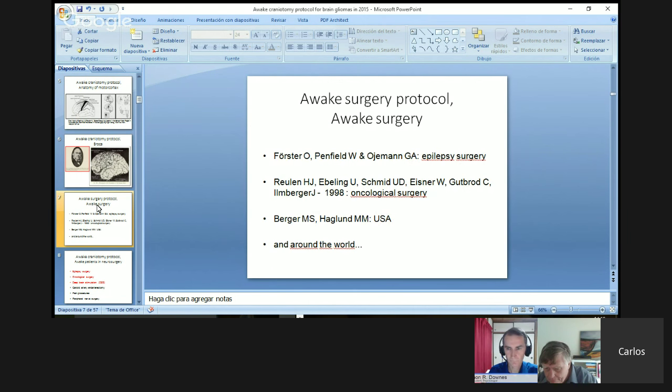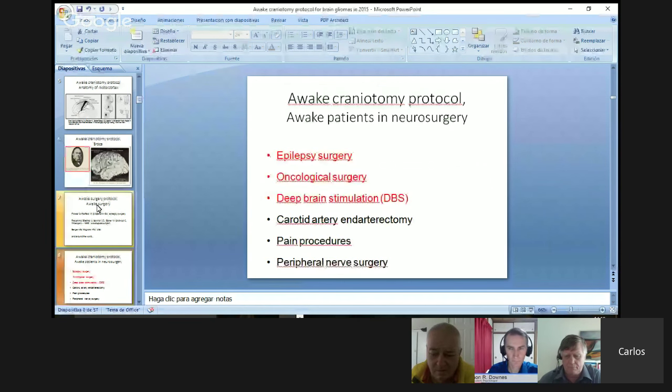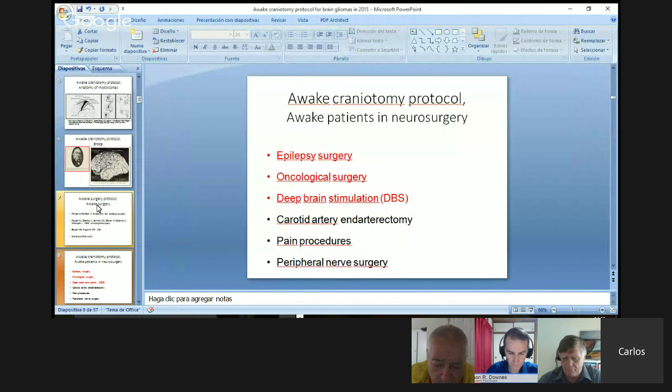The awake craniotomy developed over the past years with Foerster, Penfield, and Ojemann, who were doing epilepsy surgery, and Rulle and Efling, who were mainly doing oncological surgery. The most important representatives are Berger and Haglund in the USA, and at this time we are doing this kind of surgery around the world. Awake craniotomy can be used in epilepsy surgery, oncological surgery, and deep brain stimulation. We can also use it in carotid artery endarterectomy, some pain treatment procedures, and peripheral nerve surgery.